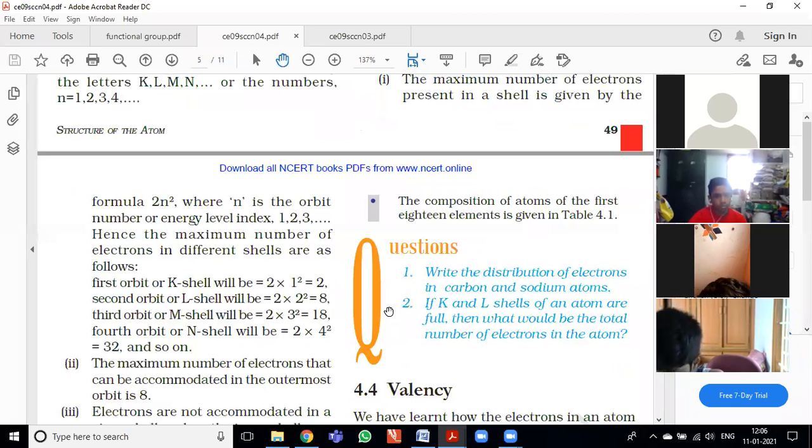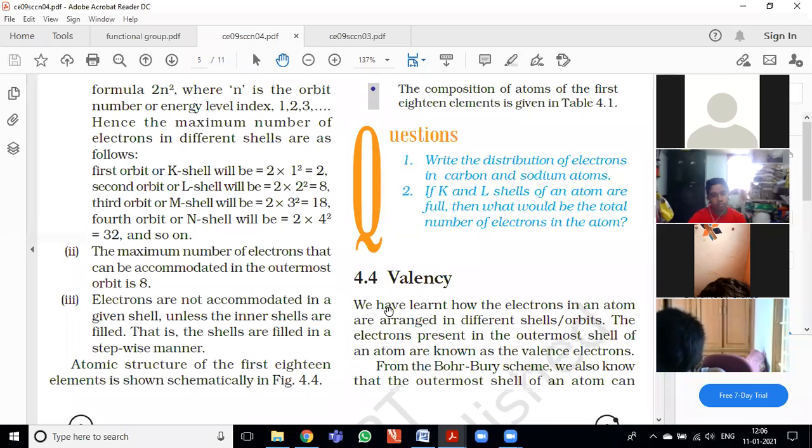Question: in the first orbit, how many electrons will be there? Using this formula, 2 into 1 squared, like this you have to write. Second orbit, third orbit, and fourth orbit. The maximum number of electrons that can be accommodated in the outermost orbit is 8.